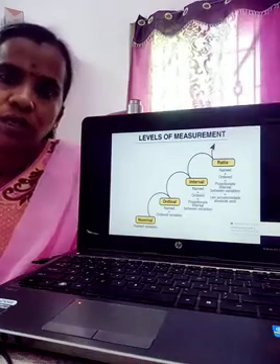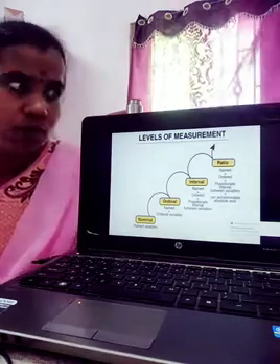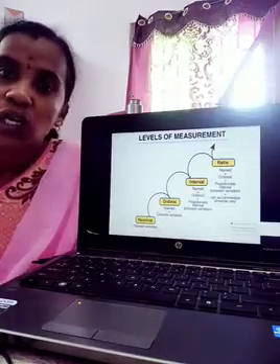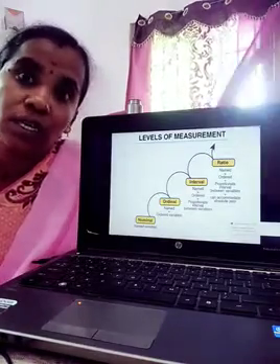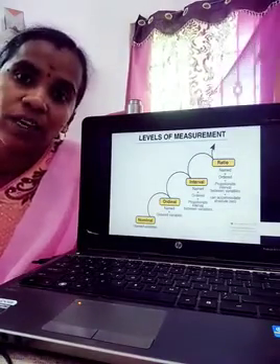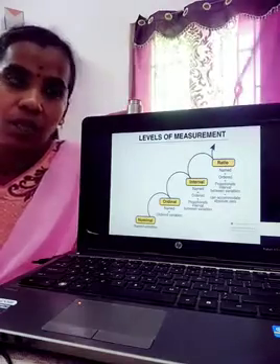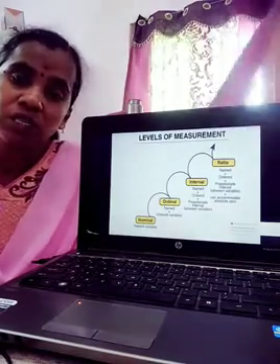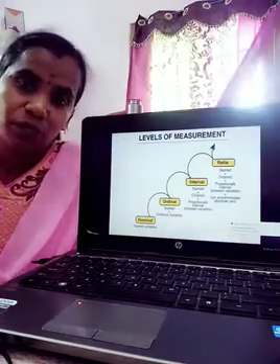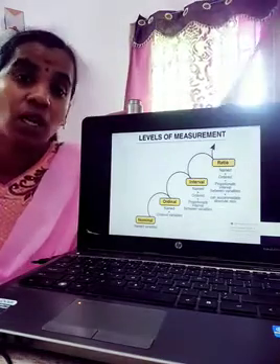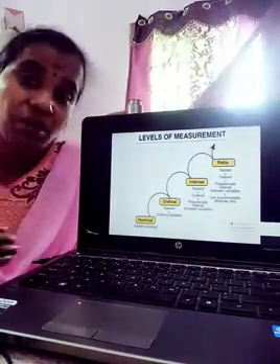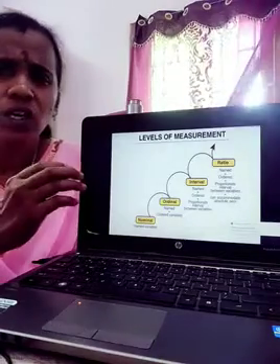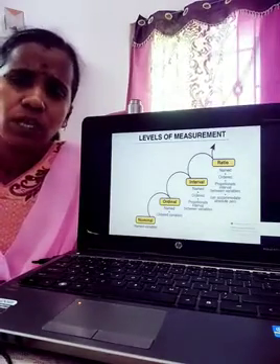Good afternoon, students. Today we are going to discuss scales of measurement in biostatistics: what scales we are going to use for collection of data and how we are going to use them. In the examination they will ask about the level of measurement, or explain the scale of measurement, or explain the types of scale used in statistics. In total there are 4 types of scale we are going to use.